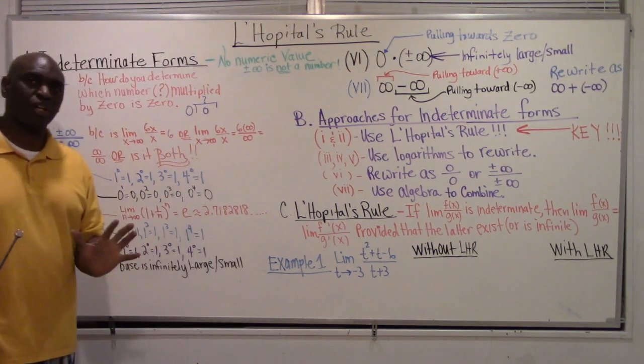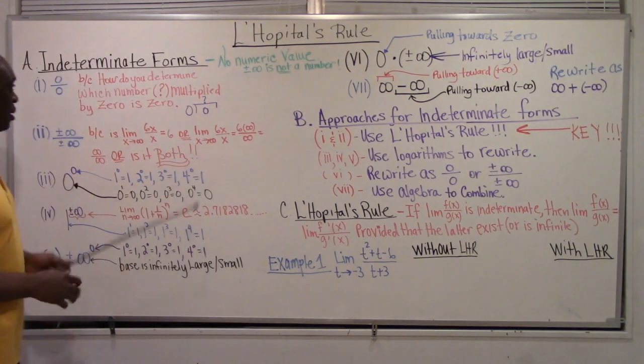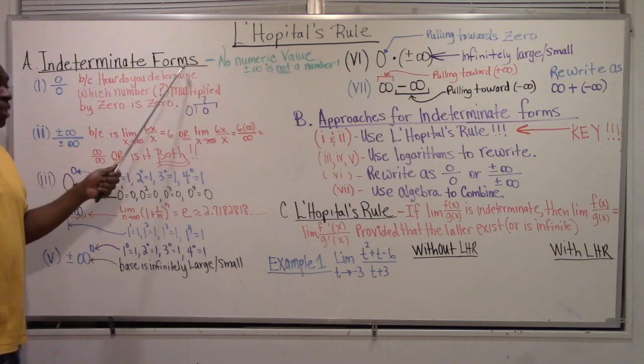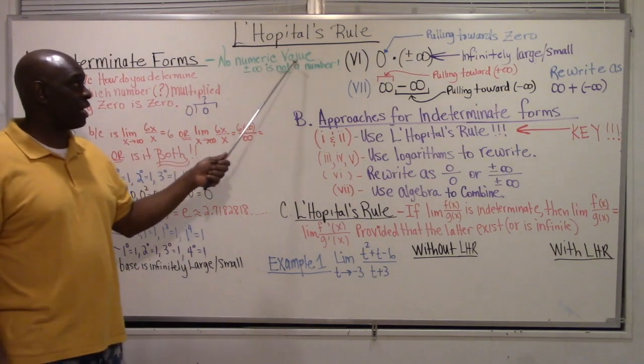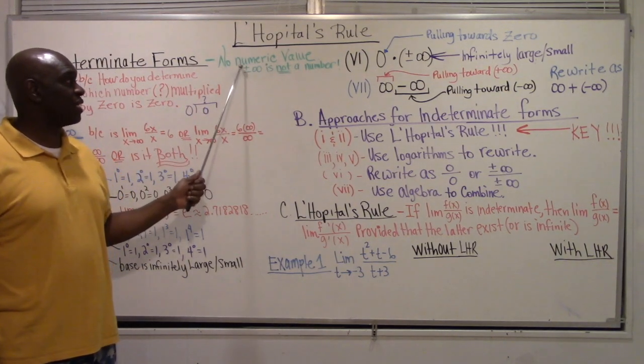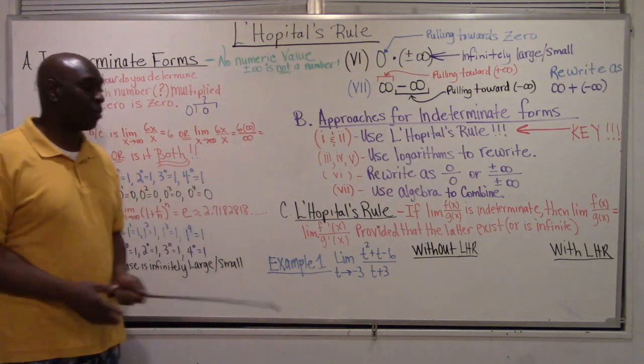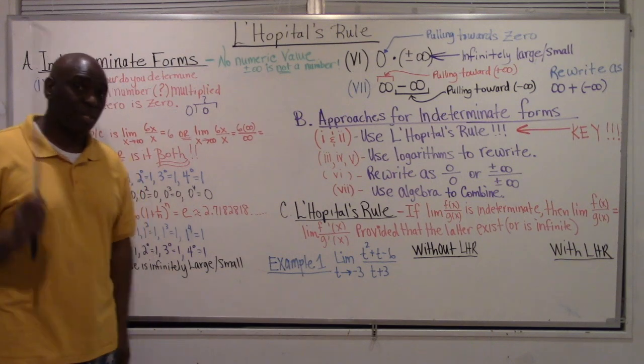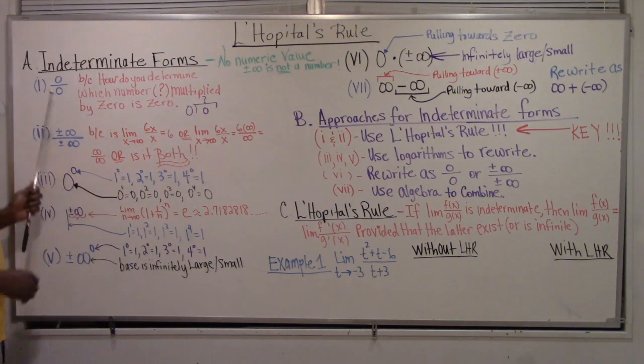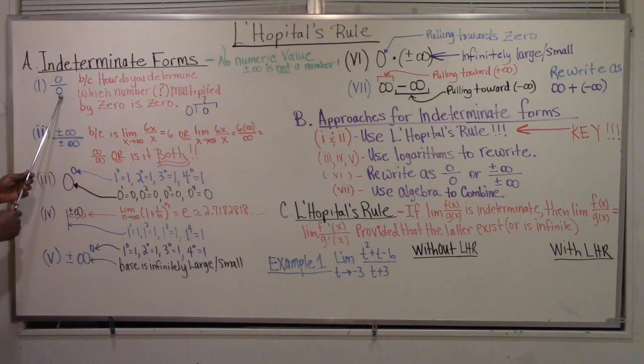But first, I want to start with the indeterminate forms. If you have an indeterminate form, that means that there is no numeric value, because positive or negative infinity is not a number. So here are our indeterminate forms, of which there are seven. Indeterminate form number one, which you guys have seen before: 0/0. That's an indeterminate form.